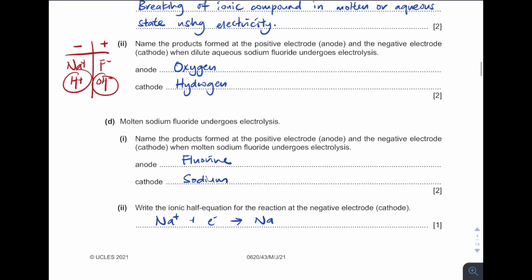Then you see this is molten. Remember, molten means there's no H2O. So what are the ions present in the electrolyte? Sodium and fluoride. That's it. So the anode attracts negative ions, fluoride gets discharged to form fluorine. You're asked to name the product. F2 is produced. Do not write fluoride. The answer has to be fluorine, because it is F2. And then sodium, followed by the half equation. At the cathode, sodium ions gain electrons to form sodium atoms.